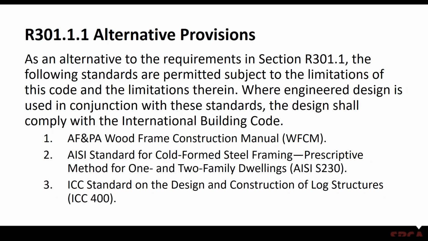But from a wood design perspective, item number 1, and I took it right out of the code, is the American Wood Council's Wood Frame Construction Manual, which is a very good document, and provides a lot of good information. There's also the AISI standard for cold form steel framing, also another very good document for 1 and 2 family dwellings. And then the ICC standard for design and construction of log structures. Those are alternate provisions that can be used.